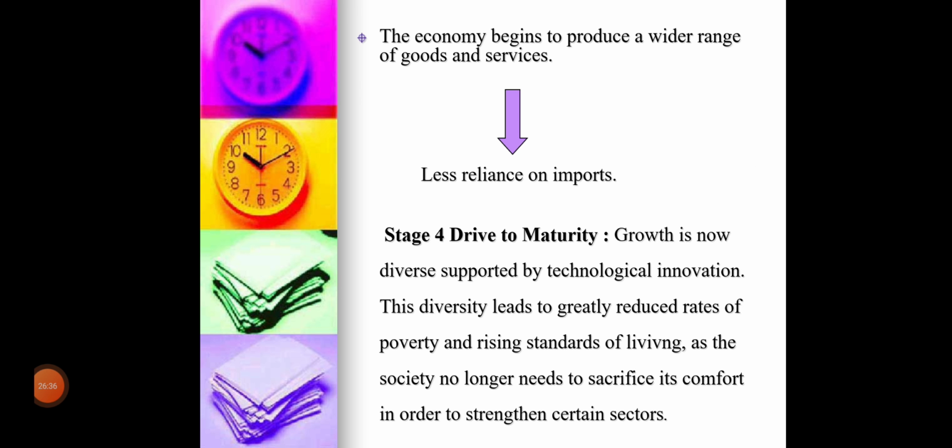The economy begins to produce a wider goods and services. Less reliance on imports. So naga-import lang ta if kulang ang production sa ato like bugas. So kung kulang ang production sa atong area, of course we have to import. But in this stage, dili na necessary ang import because we have this large amount of products or goods sa ato.